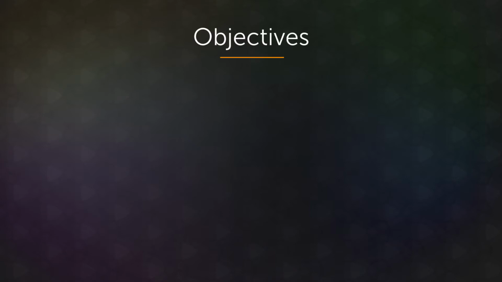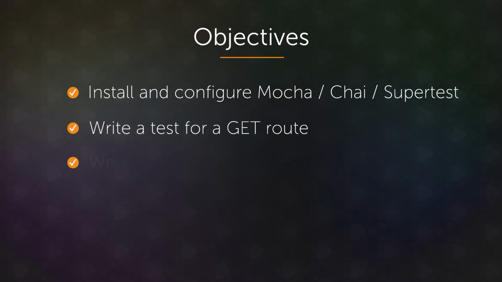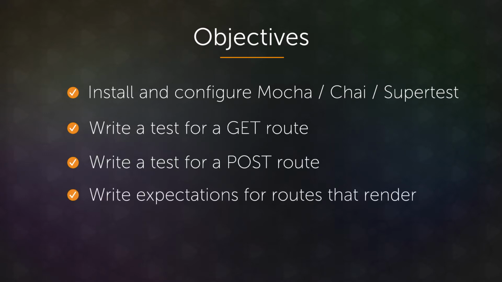By the end of this video, you should be able to install and configure Mocha and Chai with Supertest in order to make integration tests in your app. You should be able to write tests for both GET and POST routes, and you should be able to write expectations for both routes that render and routes that redirect.